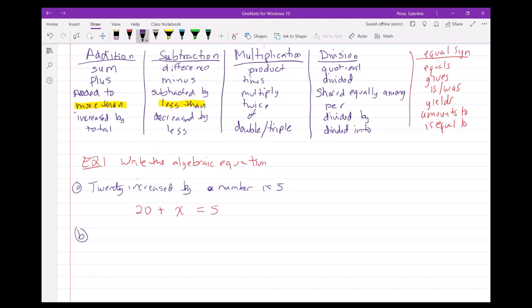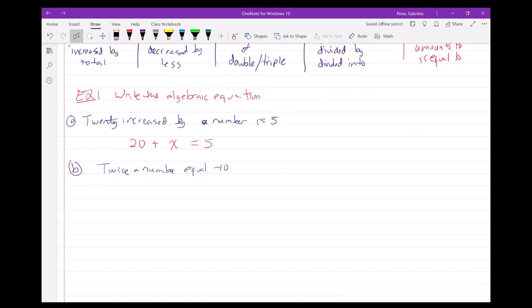Twice a number equals negative 10. What is different from this and the last ones that we did in 3.3 is that here you have an unknown. You have an x. So for this one, twice a number, 2 times a number, well, let's just say it's x, is negative 10. So 2x equals negative 10.